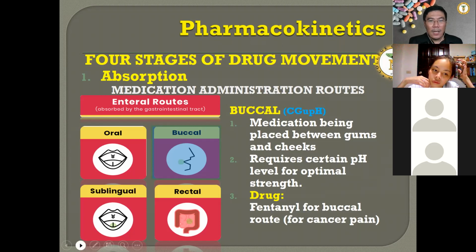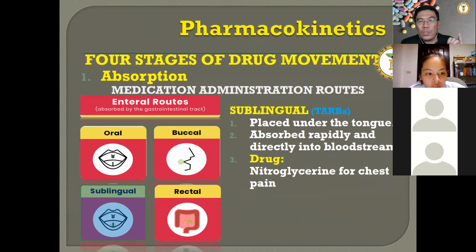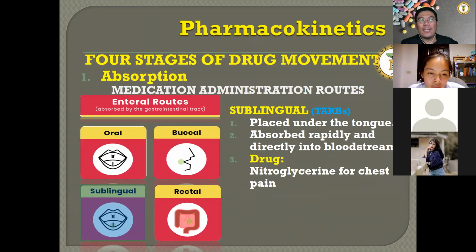So next, how about sublingual? But first, let us have a review. Oral, let us remember the 2 CAS-GIP. So we have two C's, common and convenient. AS, absorption is low. Very good. Next, GI, gastric irritation, and P, pain medication.